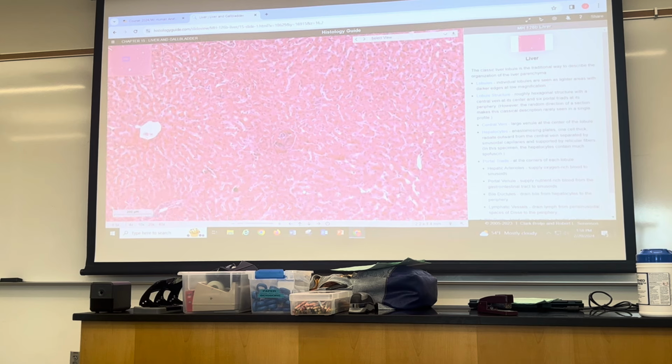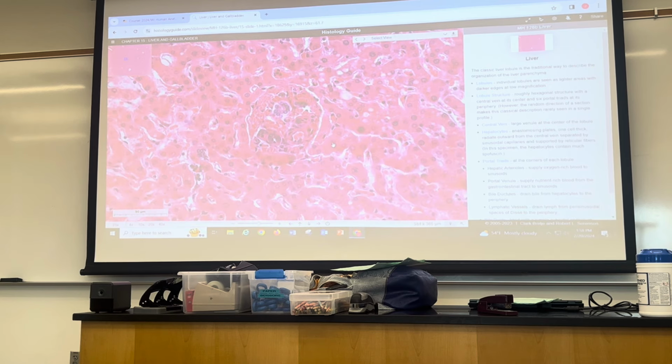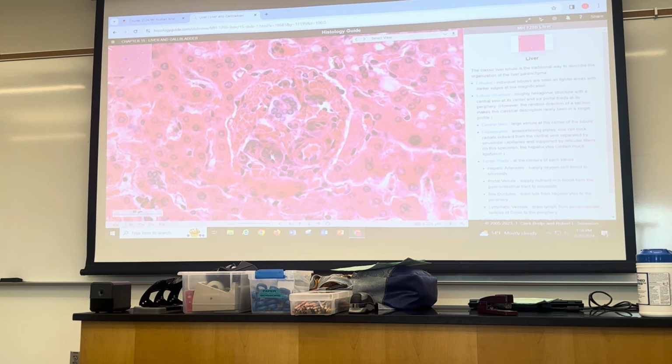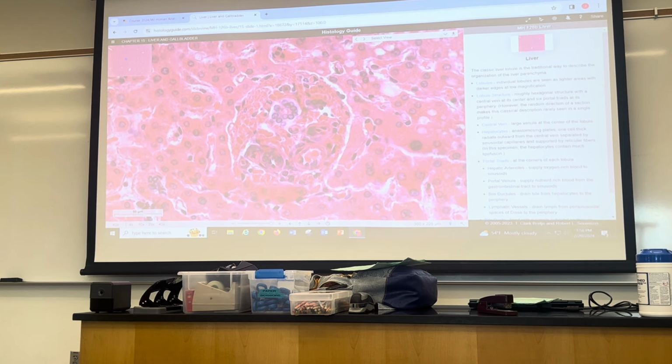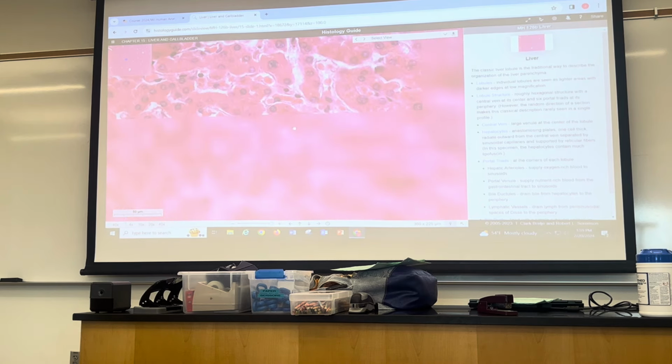Okay. Within a triad, what is this piece of the triad called? Hepatic artery. Good, because you can see the muscle around it. Same with that one. And this one doesn't have a good portal vein. That's actually the portal vein right there. But then this is the bile duct. Good.